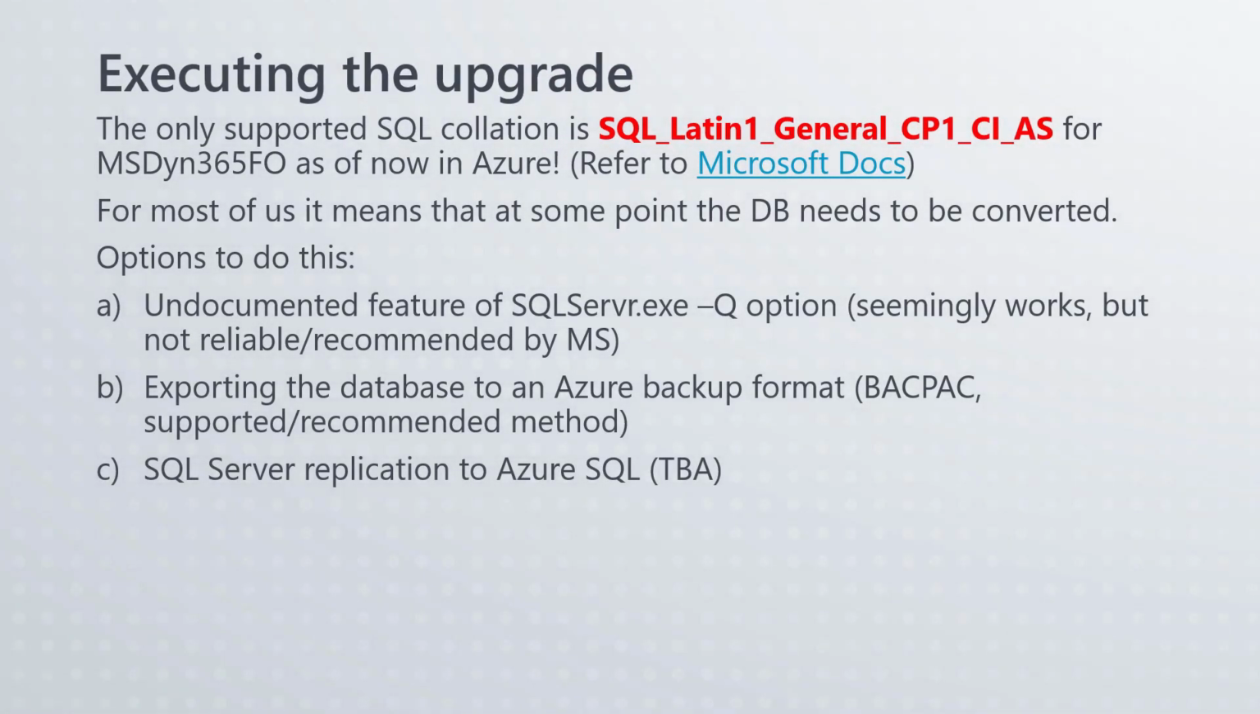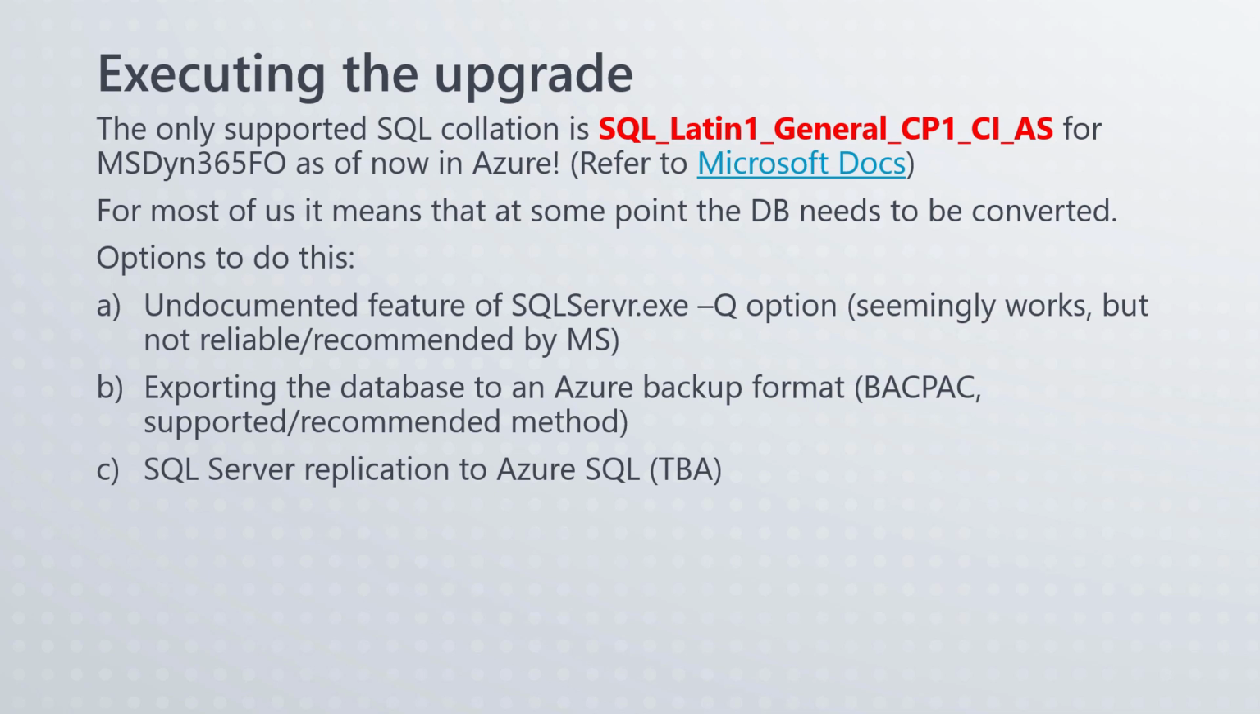One of the biggest challenges: only one SQL Server collation is supported in Azure, which is Latin1_General_CP1_CI_AS. Nothing else is supported. You can refer to the Microsoft documentation about that. Because most of us are in non-English speaking countries, it is a big headache actually, because all of your sorting is going to be off, and you have to convert your own custom collation into the one that is supported.